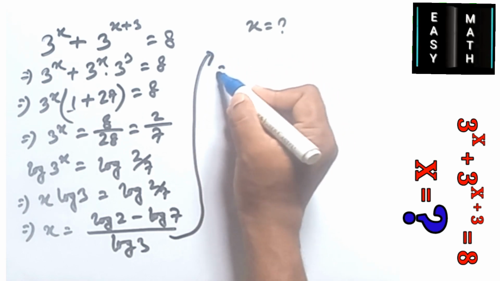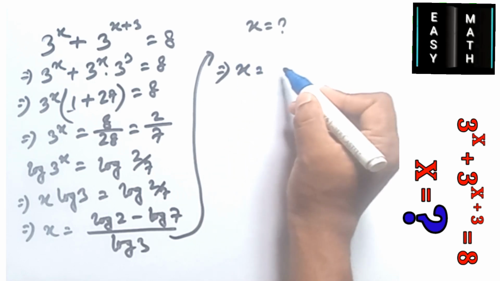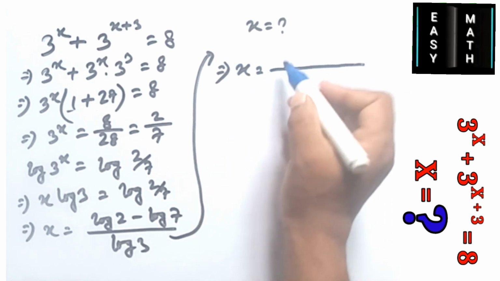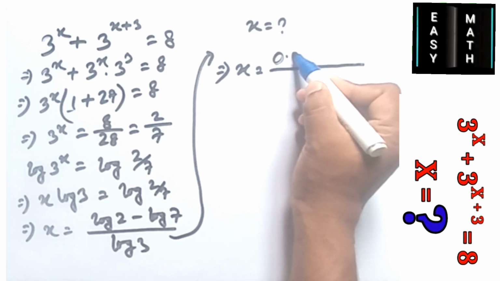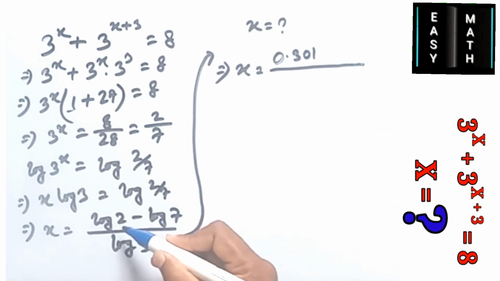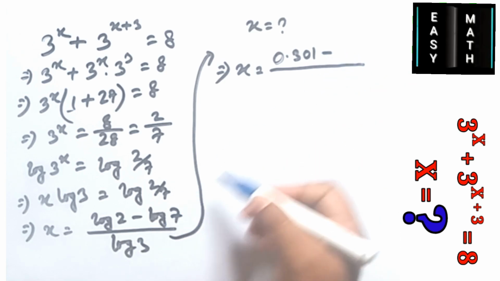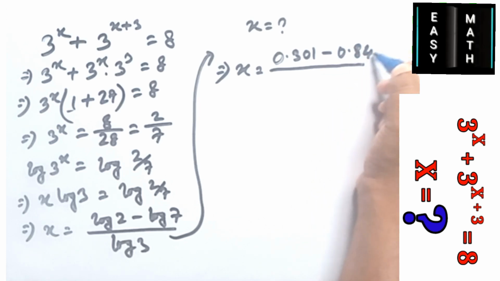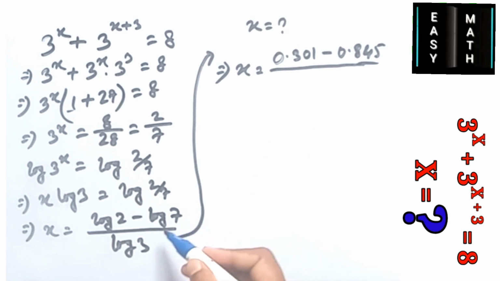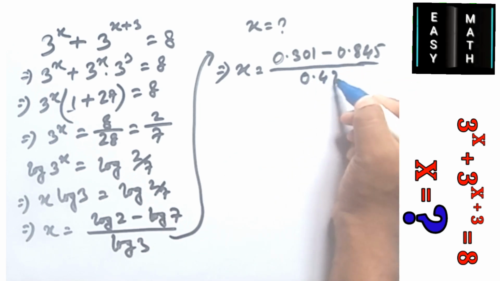So x value, we know the log 2 value is approximately 0.301, and approximately log 7 value is 0.845, and approximately log 3 value is approximately 0.477.